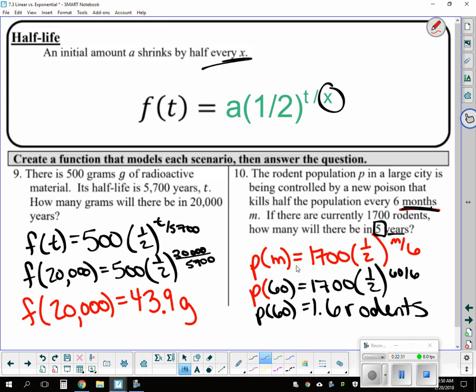Okay, so they've almost been eradicated after 5 years. Okay, keep on chugging, guys.